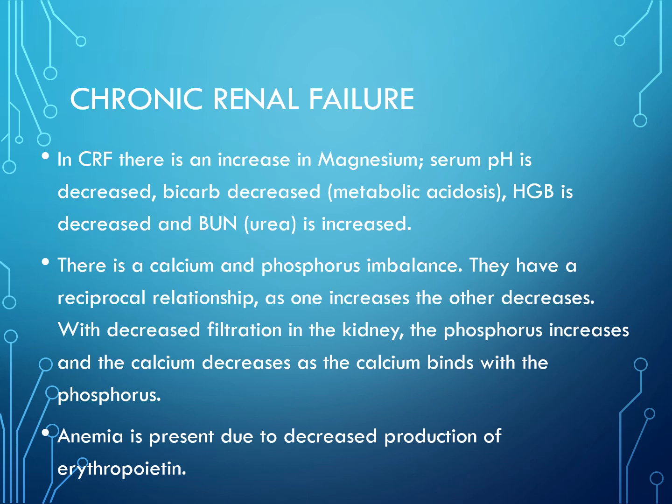And again, we have the calcium and phosphorus imbalance, and again we have the reciprocal relationship. In chronic kidney disease, we see an increase in phosphorus, so more calcium is needed to bind with the phosphorus. That's causing the calcium to decrease as well, because it's having to combine with more phosphorus, because more phosphorus is being retained since the kidneys are not able to filter it out. And again, I've already talked about anemia.